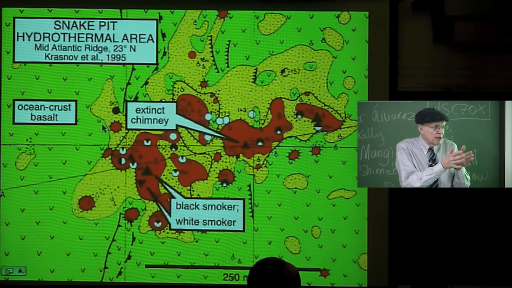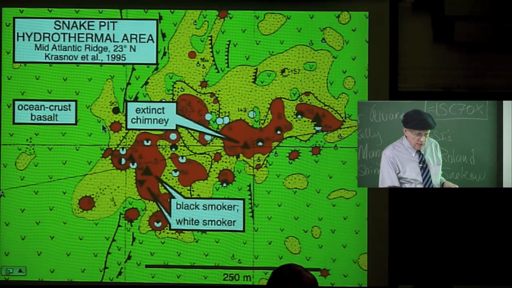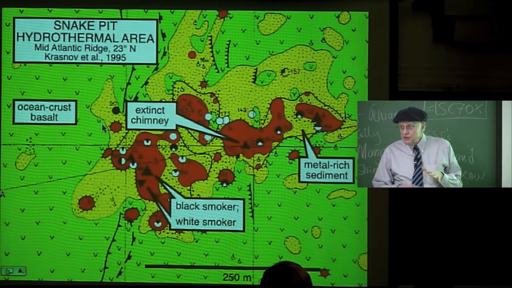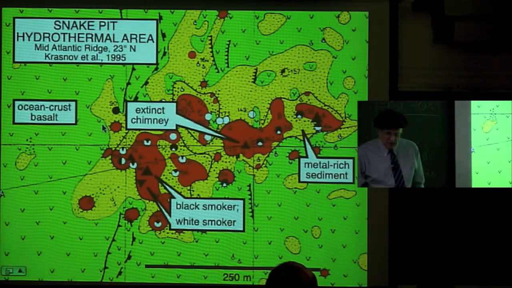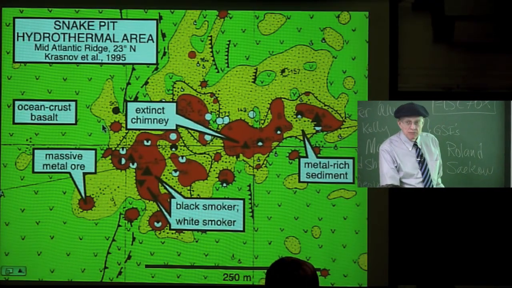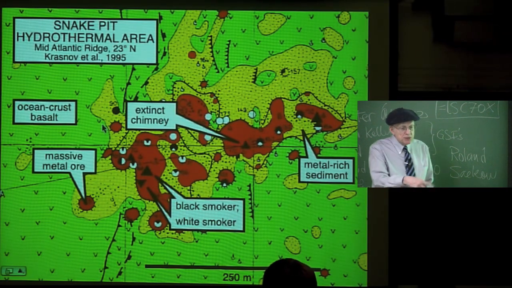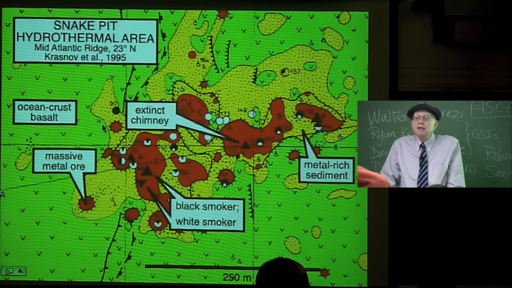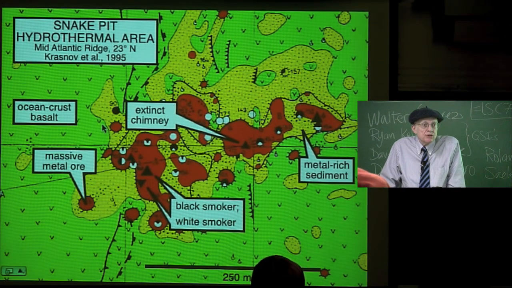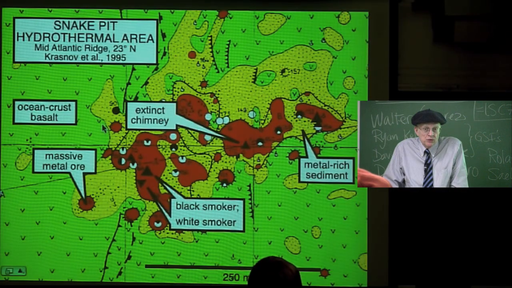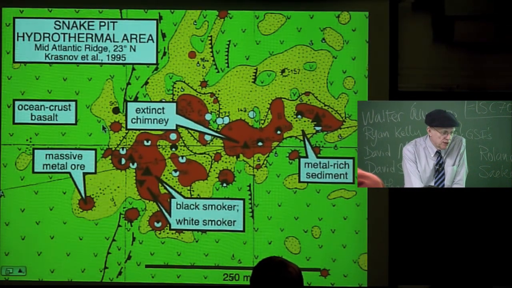hydrothermal system is jammed up so that the chimney doesn't work anymore. And when the chimneys stop working, they eventually sort of fall apart, and they spread all this metal-rich sediment around. And sometimes some of it is enriched in massive metal ore. So this place that the Russians studied in the middle of the Atlantic Ocean on the mid-ocean ridge probably looks just like Skouryotissa did 100 million years ago. And that's where the copper came from that made the Middle Eastern Bronze Age possible.